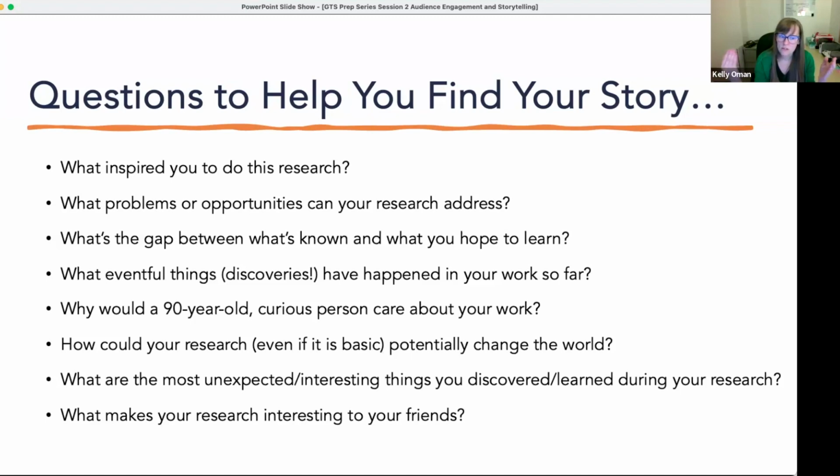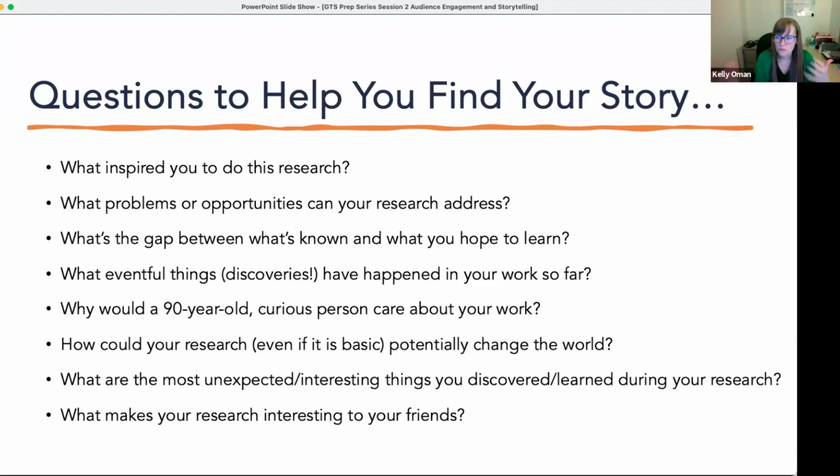Why did you decide to devote so much time to this? And also show that story of you coming to that realization, which could be interesting. What problems or opportunities can your research address? So again, looking at what is the hope in this? What is the outcome, and what is the problem you're trying to solve? What's the gap between what's known and what you hope to learn? What eventful things, discoveries have happened in your work so far?